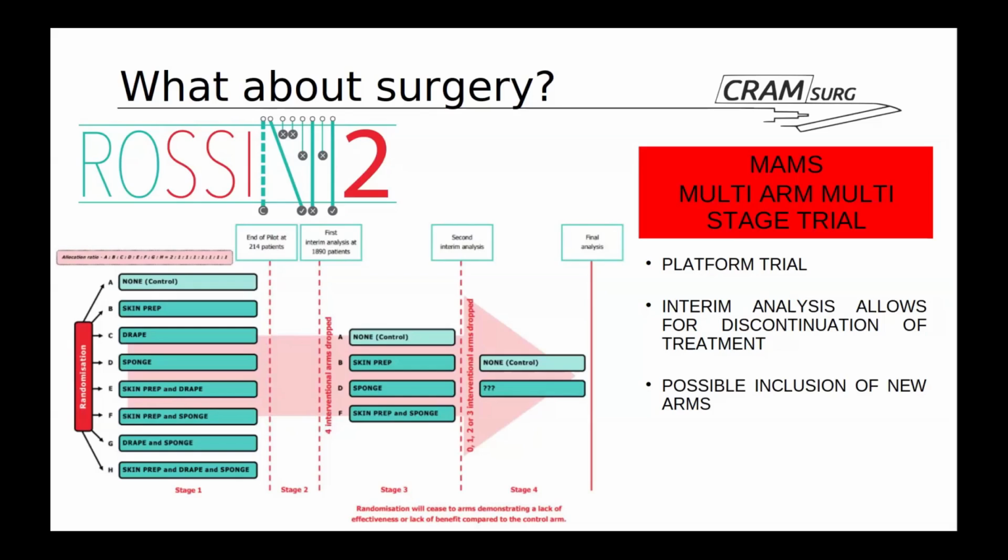to test different technologies against controls that have already been recruited or are currently being recruited for ROSSINI. And to an extent, this is certainly a multi-arm, multi-stage trial, which does use adaptive design, particularly in terms of including and dropping arms that are not effective.